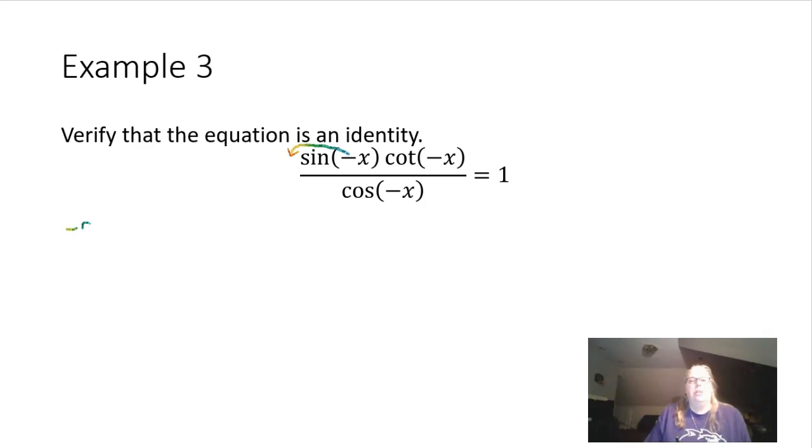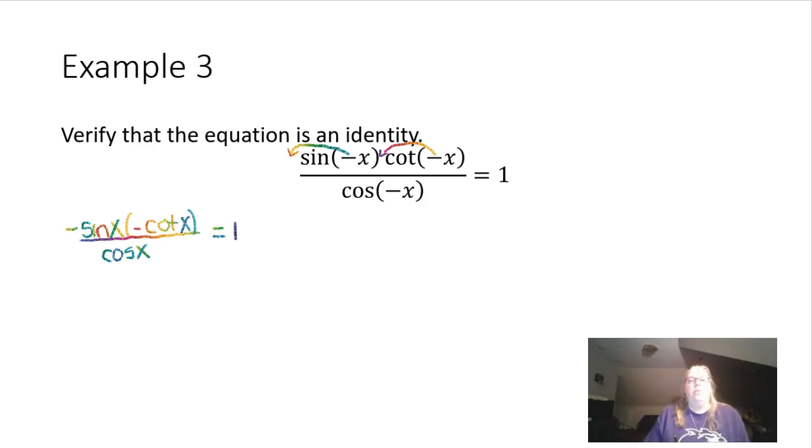That turns this expression into the negative sine of a positive x. The cotangent is also an odd function, so I can just bring its negative out in the front here. That turns this expression into the negative cotangent of a positive x. And then in the denominator, the cosine is an even function, and so we know that the cosine of a negative angle is the same thing as the cosine of a positive angle, so our denominator is going to simplify into the cosine of positive x. And then we're just going to keep our equals 1 here.